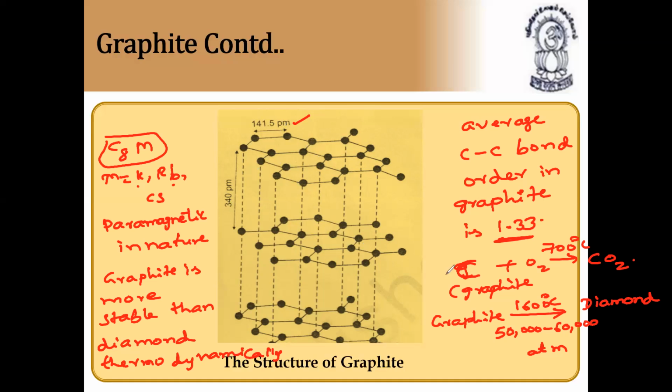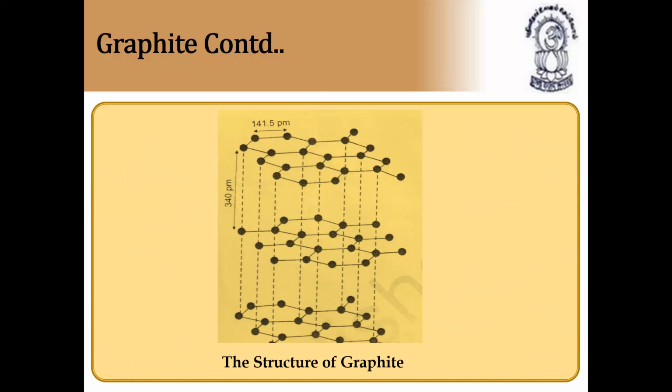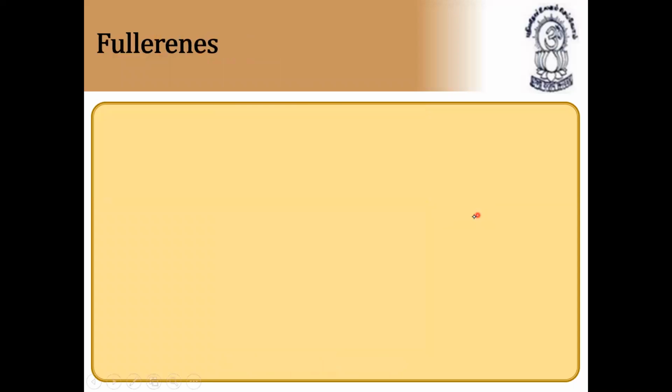Diamond has bond order 1, and graphite on heating burns in air at a temperature of 700 degrees C to form carbon dioxide, and graphite can be converted into diamond provided the temperature is very high and pressure is also very high, that is 50,000 to 60,000 atmospheres. So these are the main points related to graphite. Definitely they'll ask statement based questions regarding diamond and graphite.